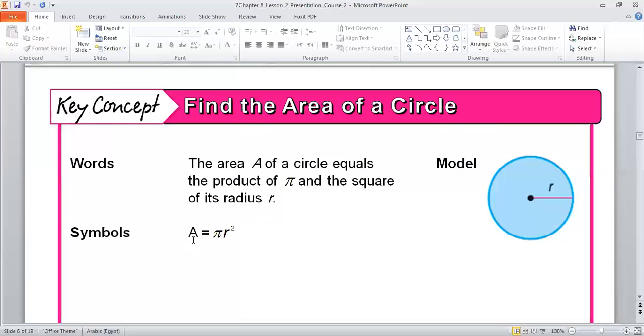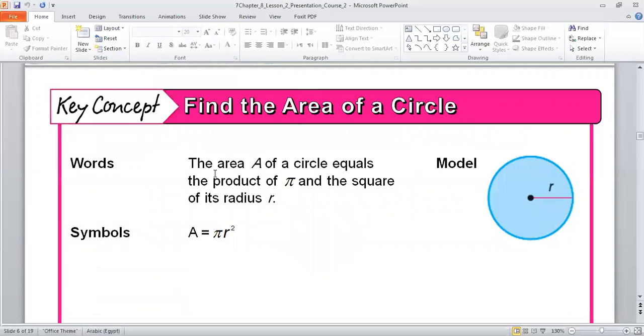You must keep it in your mind, please. A means area, equal to pi times r squared. It means I will multiply r by itself. Again, what is r? R is the length of the radius. This length is called the radius. Okay, my friend?